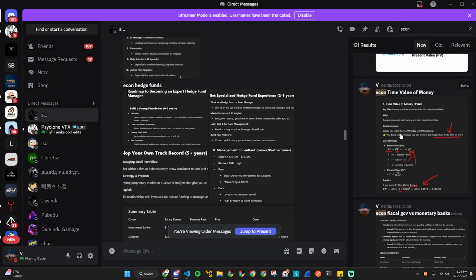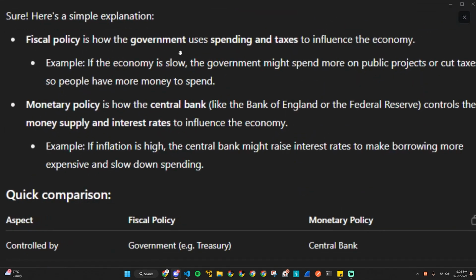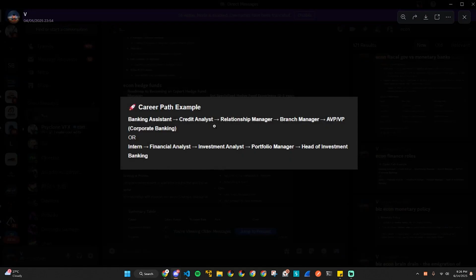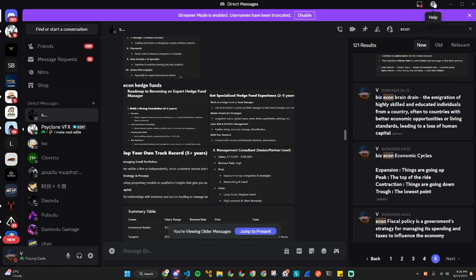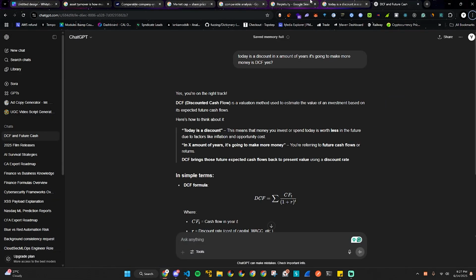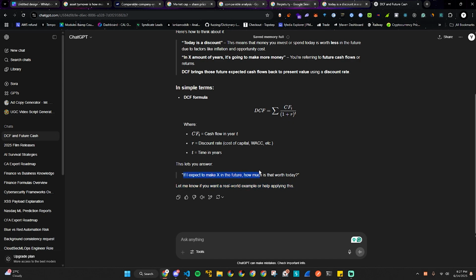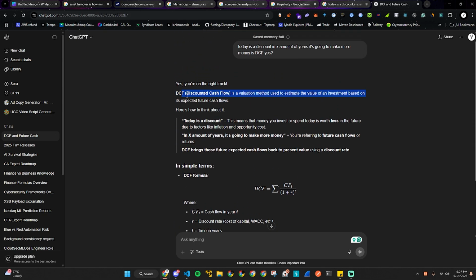Internal rate of return. Time value of money, I've explained this. Fiscal is government. Central banks monetary. These are career paths. Yeah, that's it. And economic cycles, pretty much. Expanding, peak, top of the right. Contraction, things are going down. Trough, lowest point. So it's going up at the top. Expanding, going up. Top is the peak. Contraction is going down. And then trough is the lowest point. Exactly. I mean, if you make X in the future, how much is it worth today? Exactly.